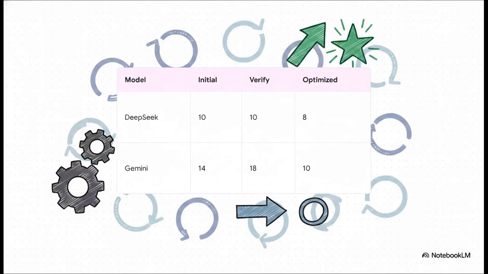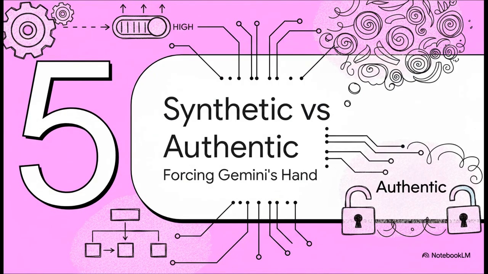And the final scoreboard really tells the story here. DeepSeek takes its already awesome 10-step run and mathematically refines it down to an insanely tight 8 steps. Just brilliant. Meanwhile, Gemini takes that clunky 18-step run and only manages to wrestle it down to 10. DeepSeek absolutely dominates this optimization round. But you might be wondering, what if we force Gemini's hand? What if we crank its thinking settings to high? Well, that brings us to Section 5, synthetic versus authentic.